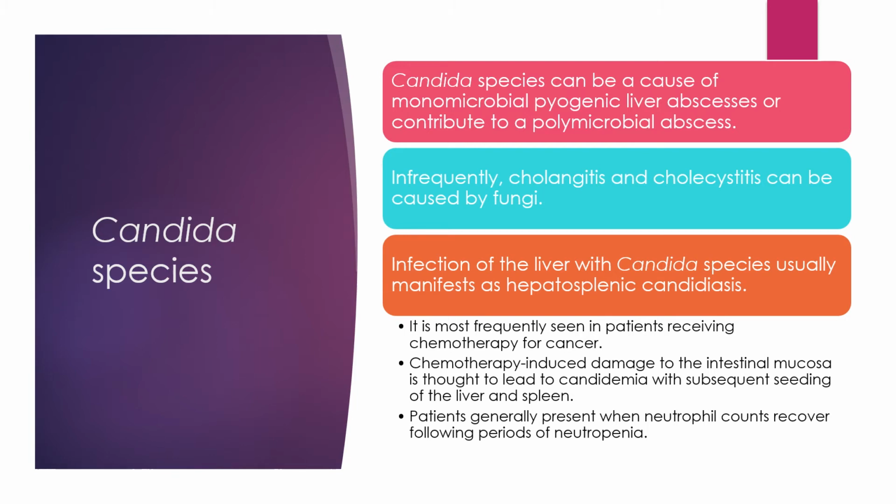And frequently, you can have cholangitis or cholecystitis with Candida species as a cause for superinfection. And the most common entity, however, is hepatosplenic candidiasis. And this entity occurs in patients receiving chemotherapy for cancer. Chemotherapy induces damage to the intestinal mucosa, and this is thought to lead to candidemia, where subsequently the liver and spleen are seeded, especially in patients that are not being prophylaxed with an azole or an echinocandin. And patients then can present when the neutrophil counts recover and after prolonged periods of neutropenia.